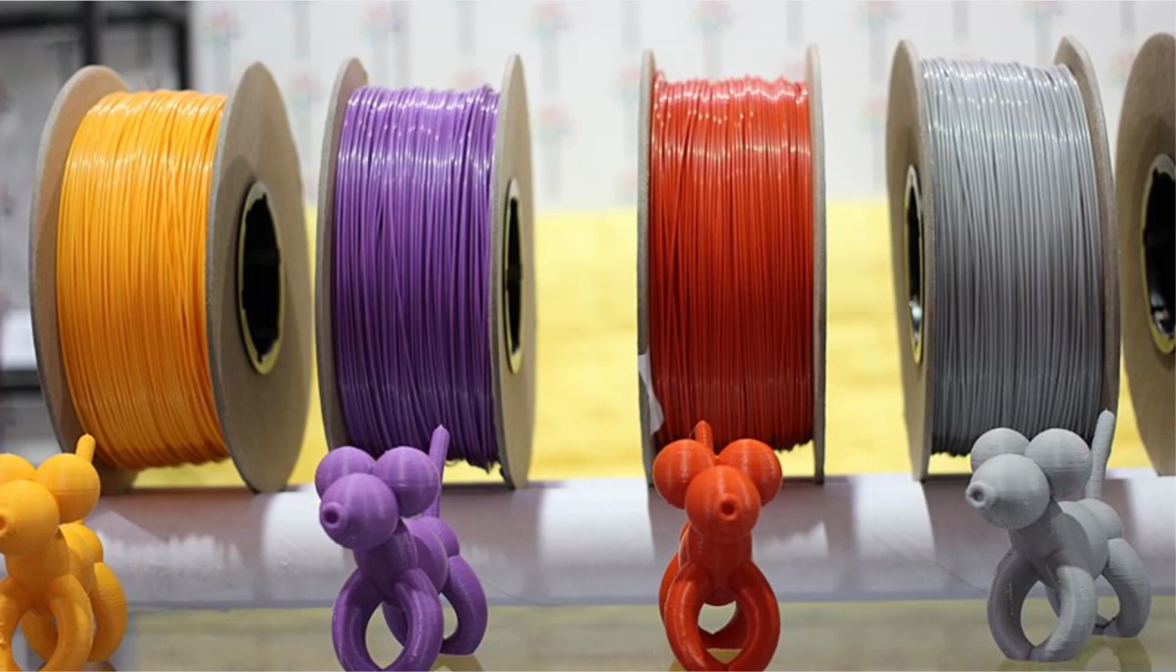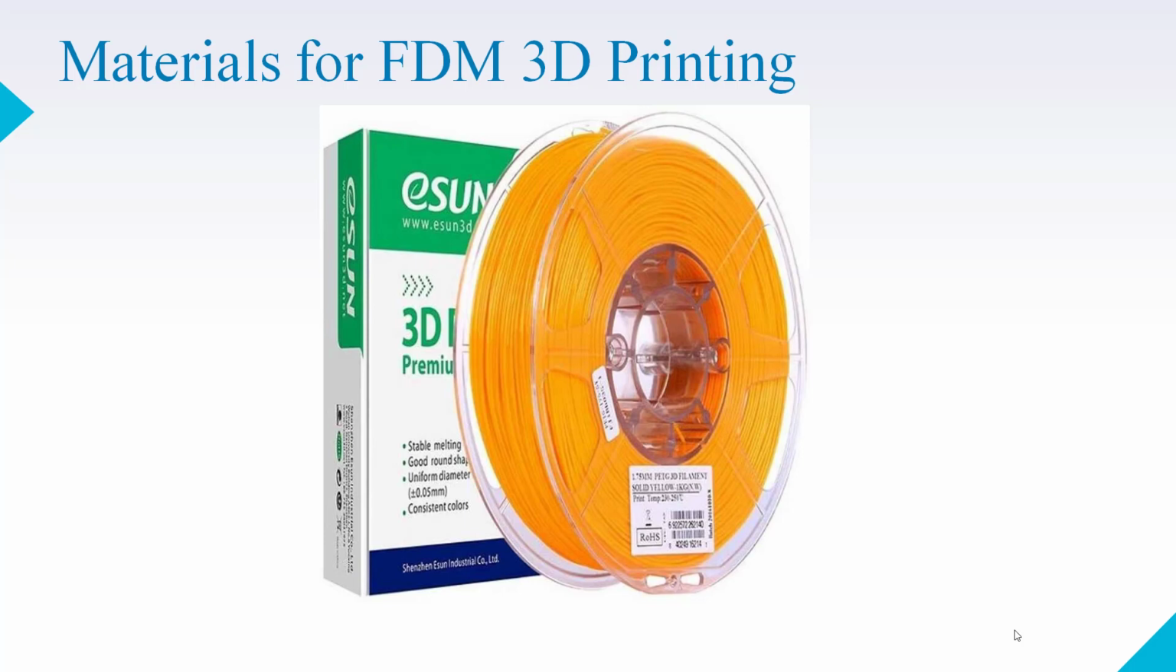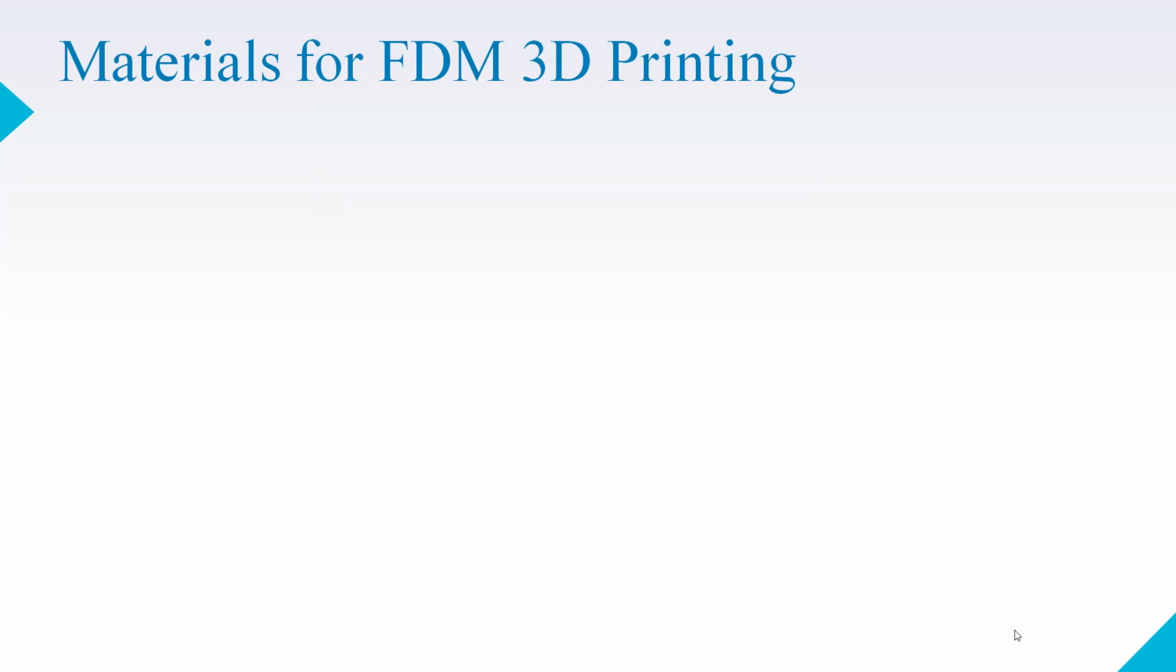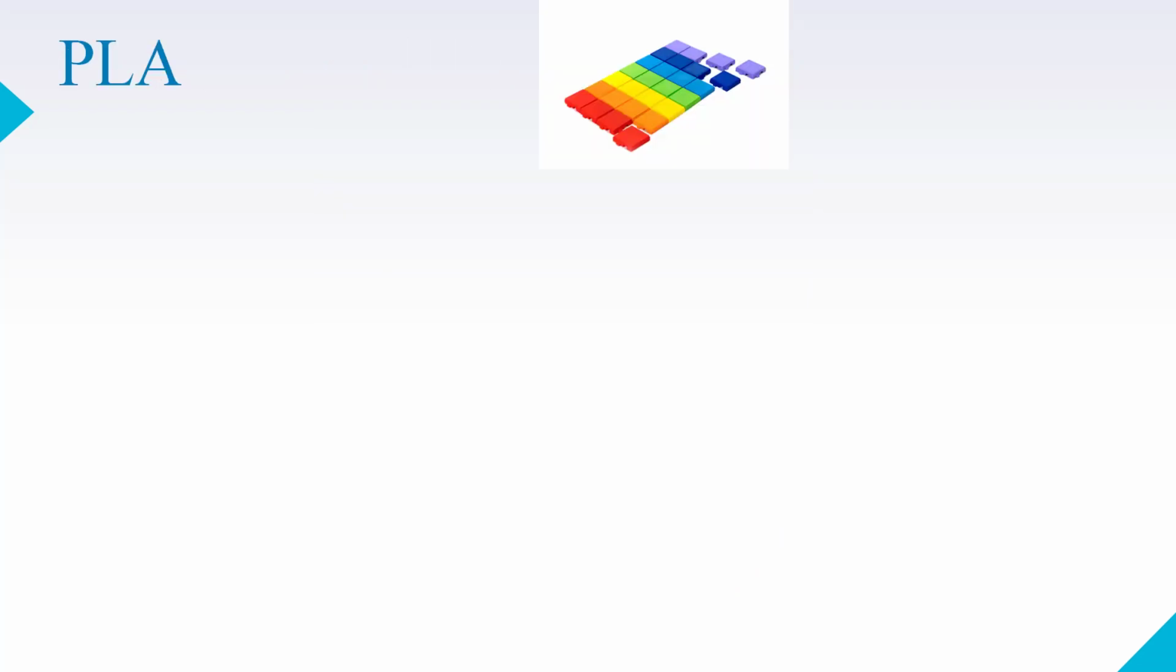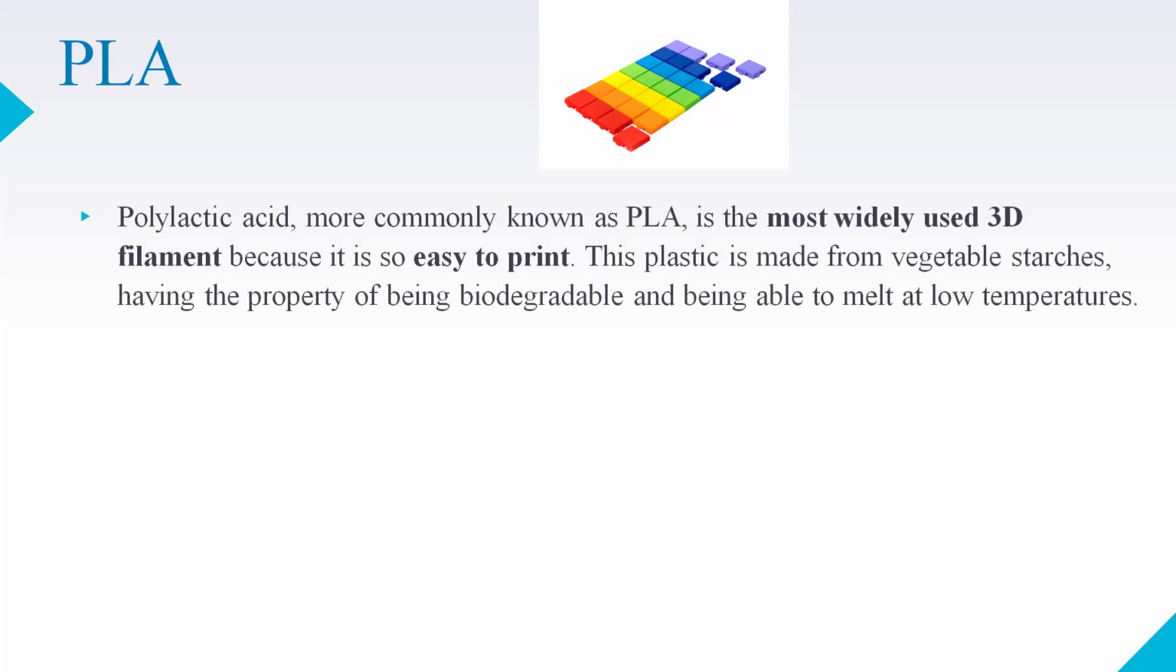We all know the material we use in 3D printing is called filament. So in FDM 3D printing, basically a 1.75 mm diameter filament or a 2.75 mm diameter filament is used. The first material we will talk about is PLA. PLA is the most common material used in FDM type of 3D printing. The full form of PLA is polylactic acid, and it's more commonly known as PLA.